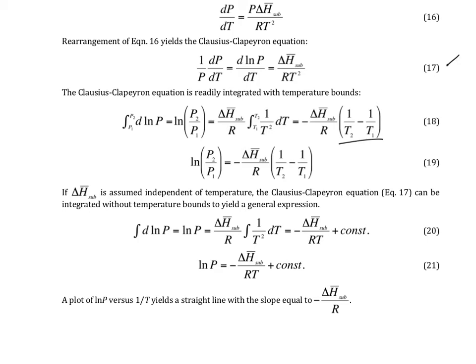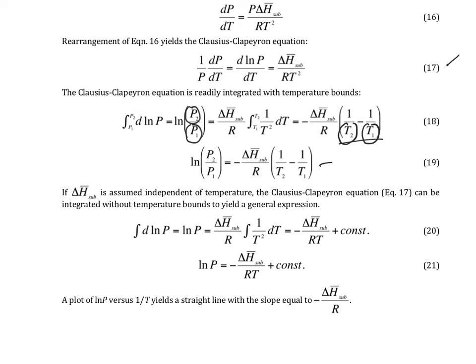So you can imagine running an experiment at temperature 1, determining pressure 1 at that temperature, repeating the experiment at temperature 2, and determining the vapor pressure at temperature 2. Then we can use equation 19, which says that the natural log of P2 over P1 is equal to negative delta H sublimation over R, times 1 over T2 minus 1 over T1. This works perfectly fine if we do two determinations of the vapor pressure at two different temperatures. So this is the equation.